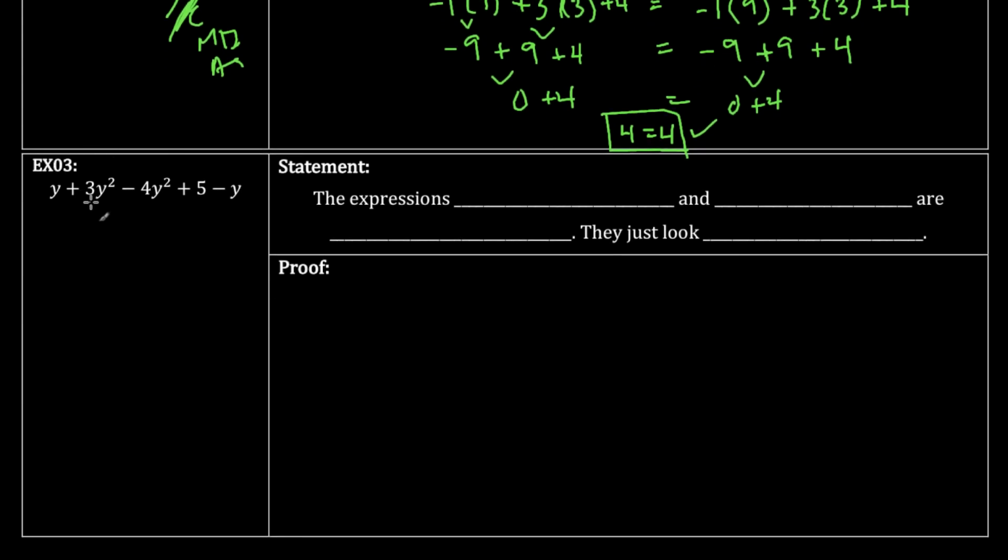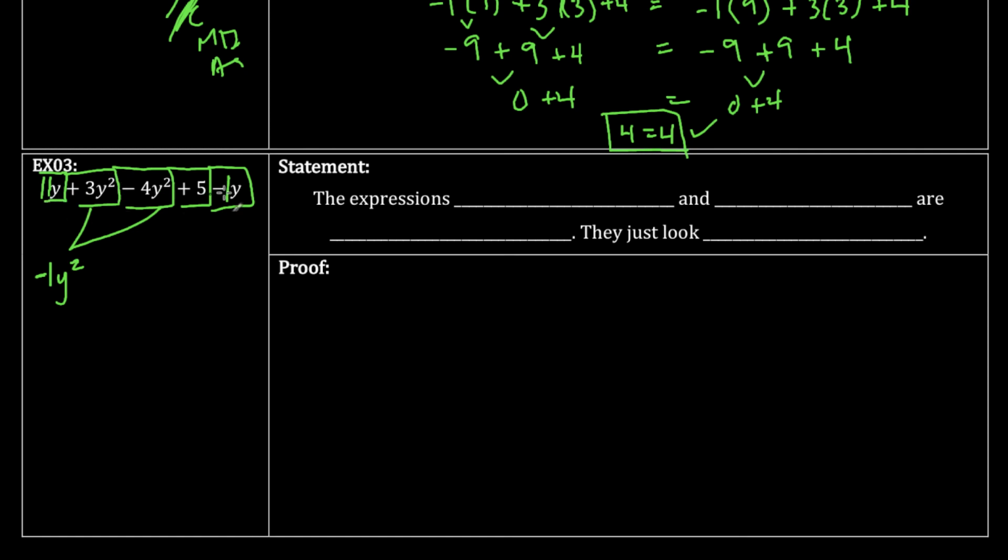So y plus 3y squared minus 4. Let me just start boxing these terms. Y plus 3y squared minus 4y squared plus 5 minus y. I'm going to show that 1 there. So my largest exponent is y to the second. So positive 3 minus 4. 3 minus 4 isn't 1. 3 minus 4 is negative 1y squared.